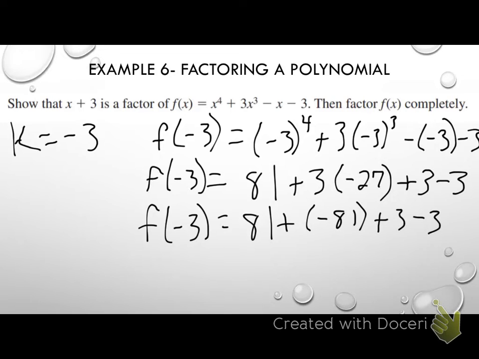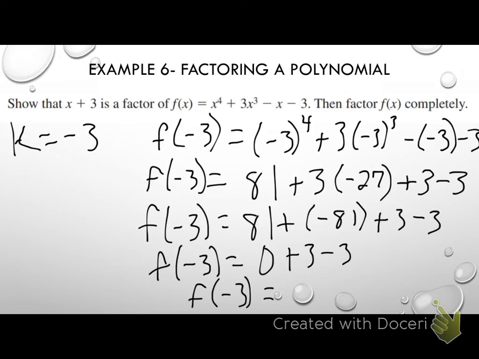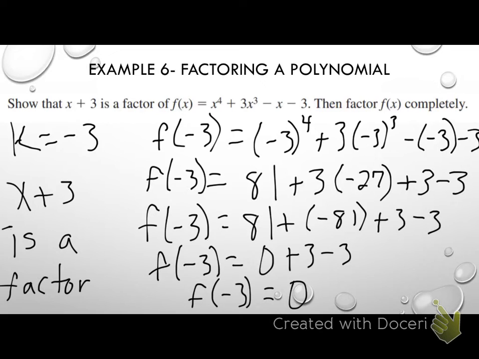And now I'm just going to add from left to right. Add or subtract. 81 plus -81? 0. What's 0 plus 3? 3. What's 3 minus 3? 0. So did I get 0? F of k equals 0? Yes, I did. So that shows me that x plus 3 is a factor. So that's the first part of my answer. That's me showing that x plus 3 is a factor.